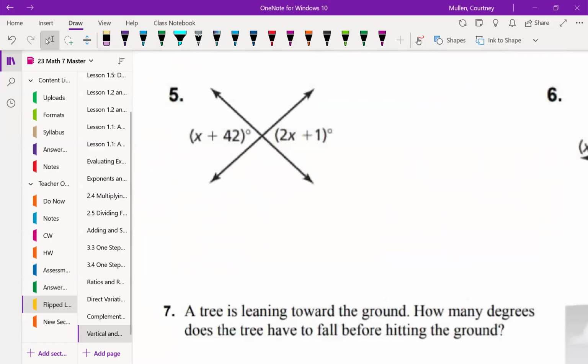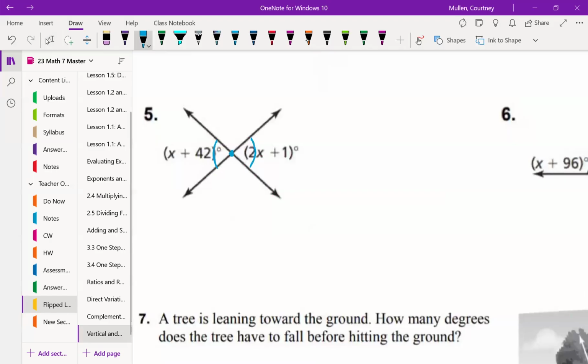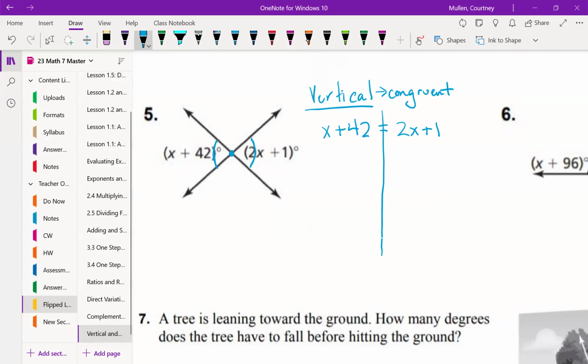Number 5. Let's take a look here. So we have this angle here and this angle here that we're talking about. Well, I see that they're opposite from each other and they share this vertex. So what type of angles are they? They're vertical, right? They're not adjacent because they don't share a side. But we know that vertical angles are congruent. And congruent just means that they are equal. So we're going to set their values equal to each other. Now here you'll see variables on both sides, which we haven't worked on yet for some of you. Others of you we have. So if you haven't, work with me here.